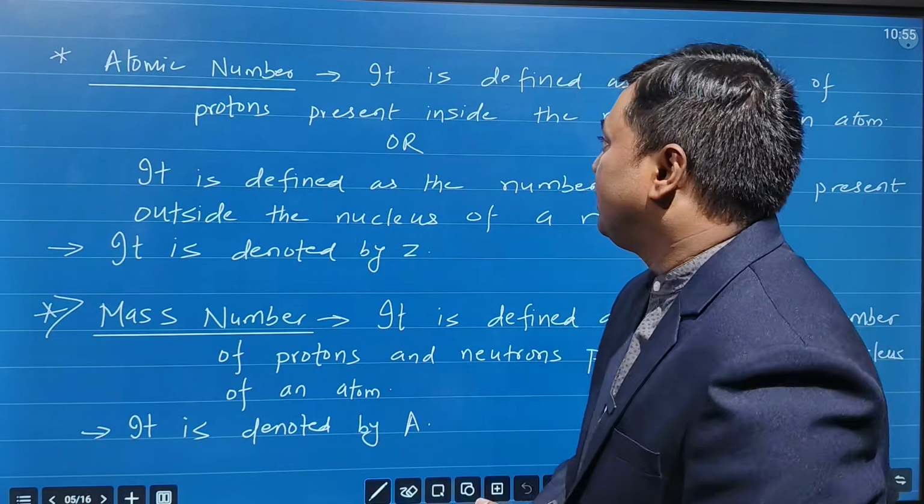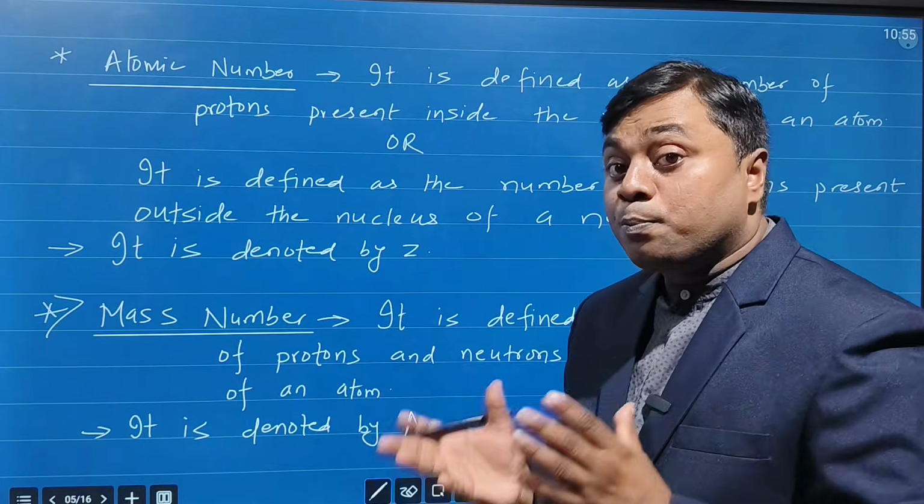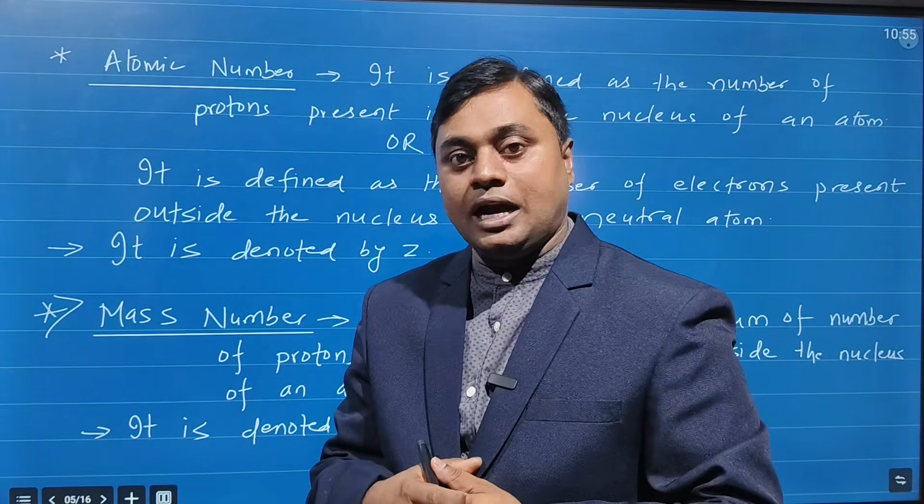When we talk about atomic number, it is defined as what? The number of protons present inside the nucleus of the atom.